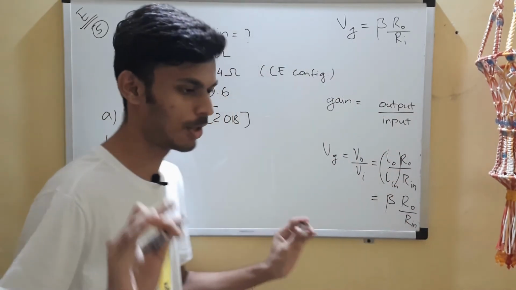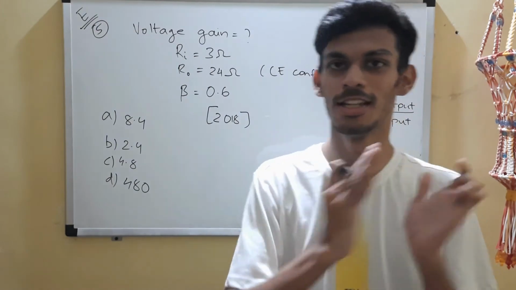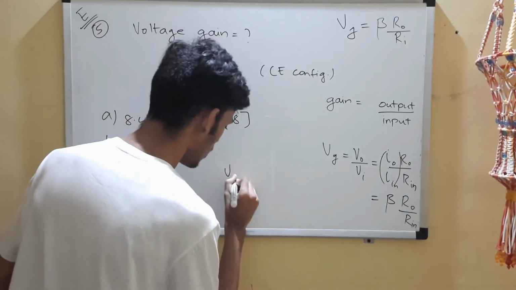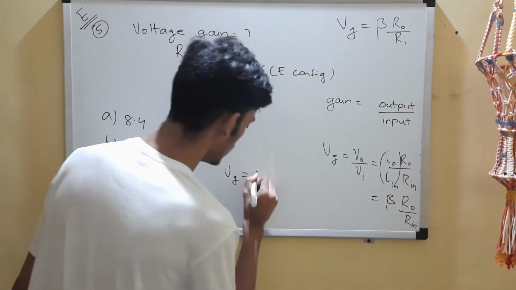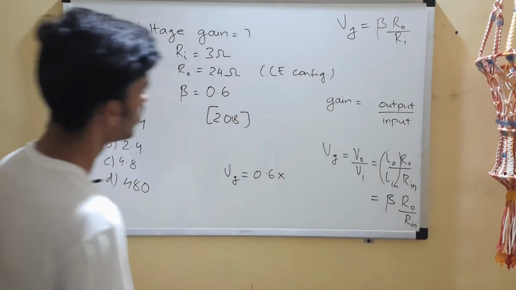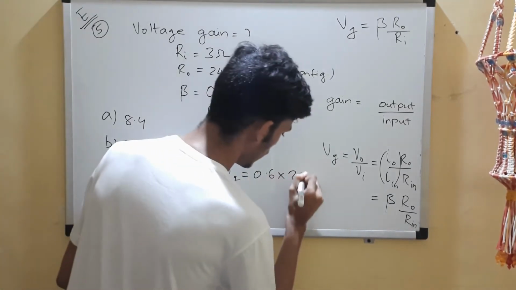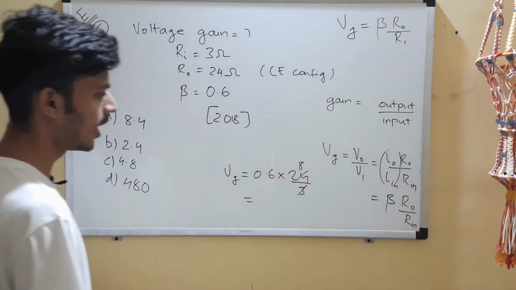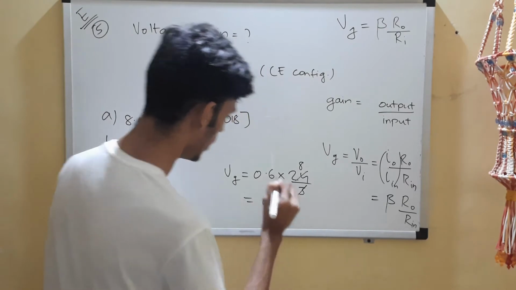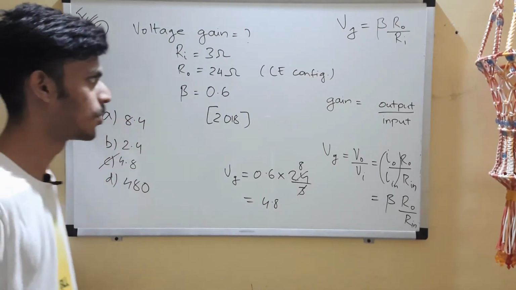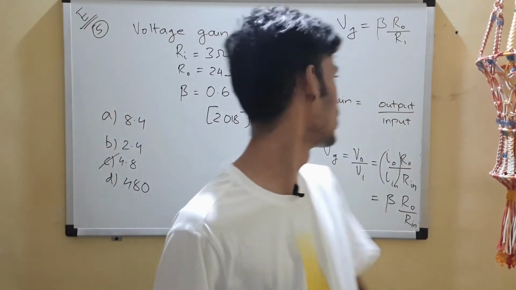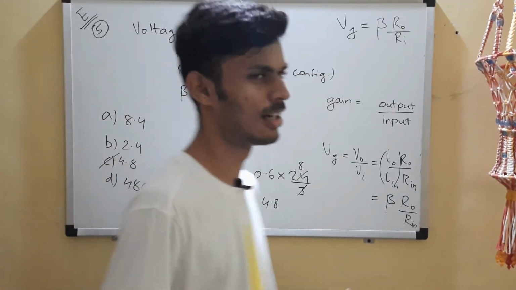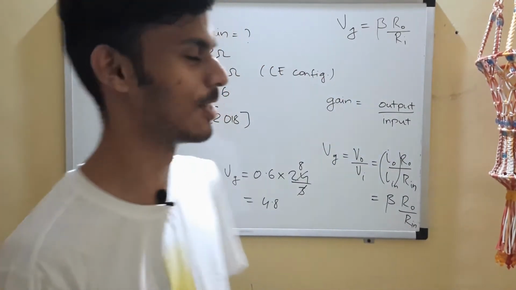If you know it already, it is very good. This is for somebody who has a hard time by-hearting it. Okay, so anyways, let's solve it. So voltage gain will be beta 0.6 into the output resistance, which is 24, divided by 3, 3 8s 24, 6 8s 48, which means 4.8, right? So option C, 4.8 is the correct choice. Okay, this was a question from 2018. Let's practice more such type of questions.